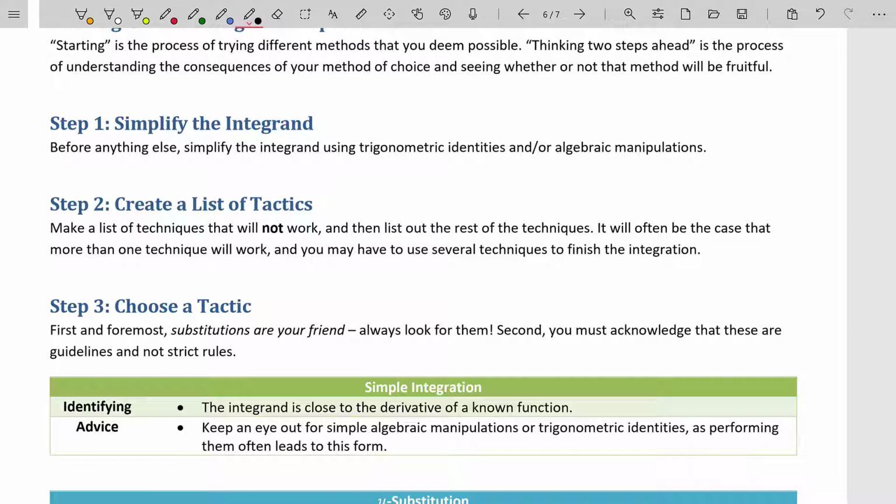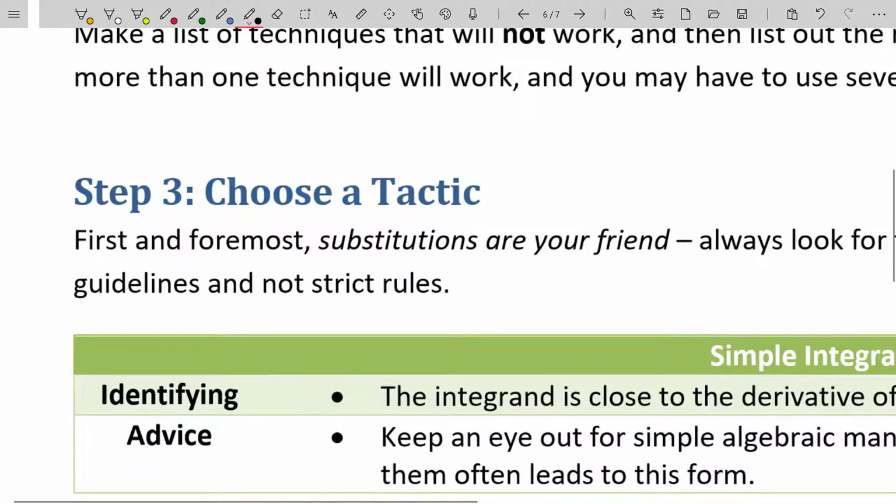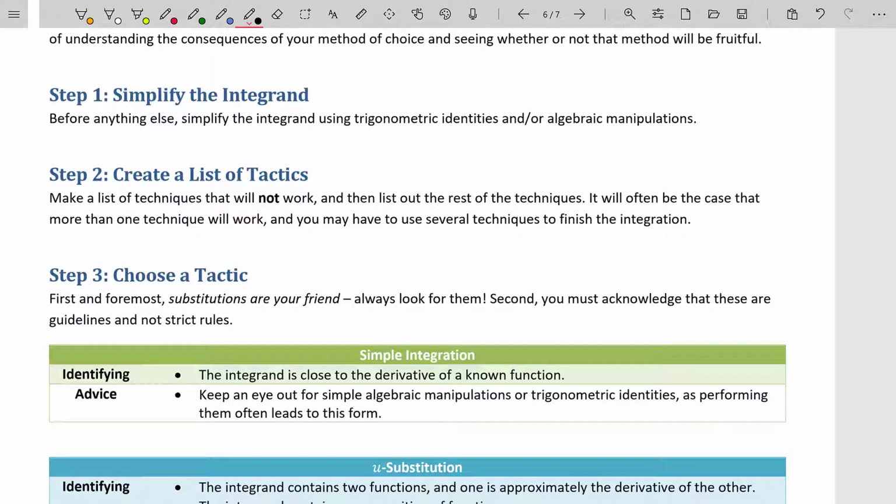And of those remaining 2 or 3 techniques that might work, you should tackle the one that you're most comfortable with. At the same time, you should always look a step or 2 ahead. So if you're most comfortable with trig subs, for example, you should definitely look a step or 2 ahead to see the ramifications of doing a trig sub. Finally, choose a tactic.